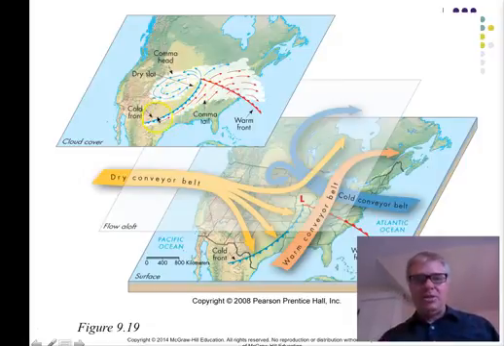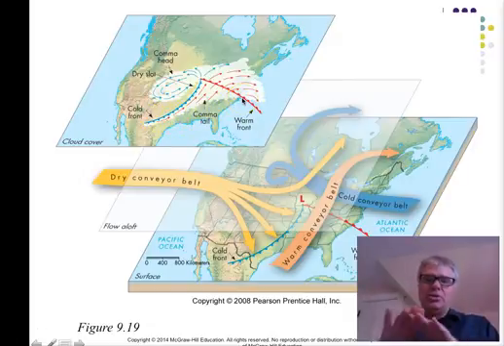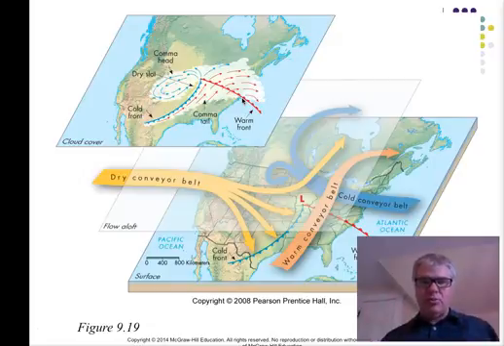What will often happen is that this cold front will sometimes catch up with the warm front, and that's where you get what's called an occluded front, but you don't have to worry about that.